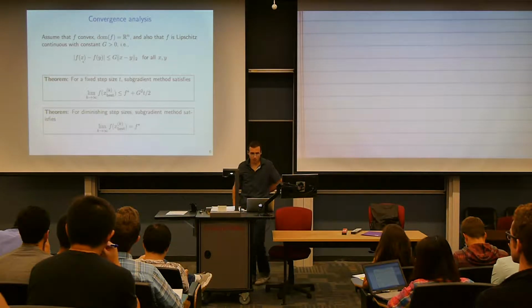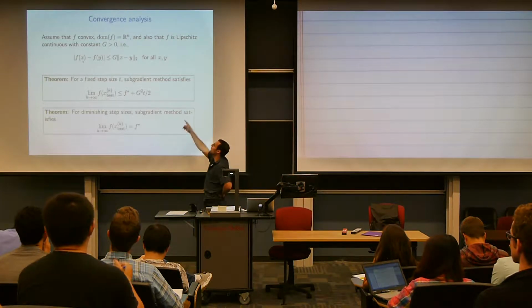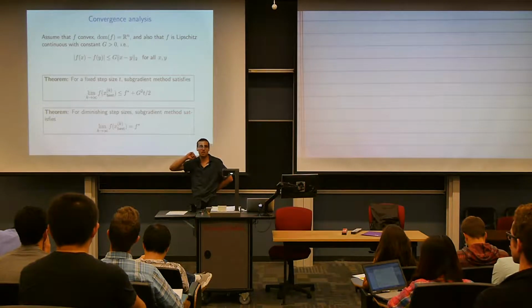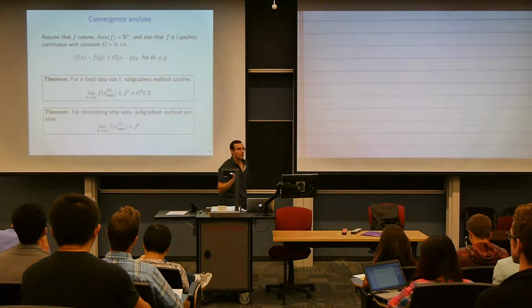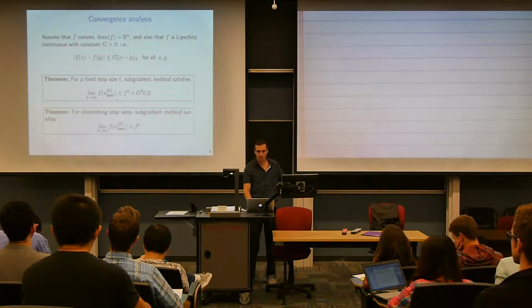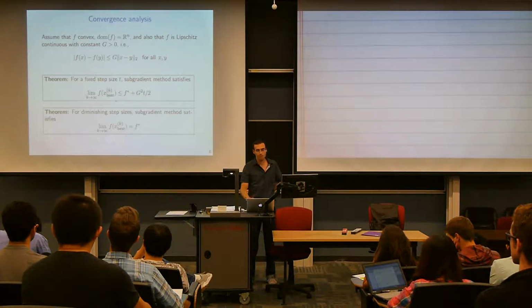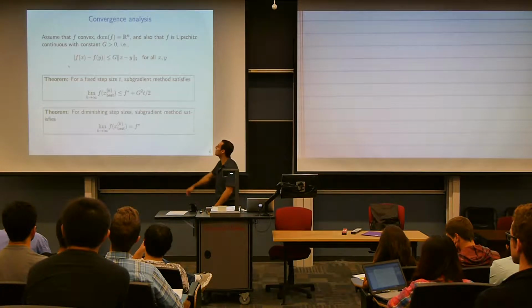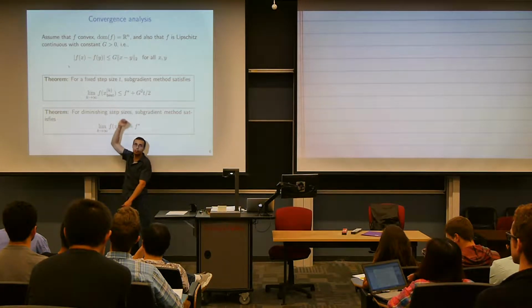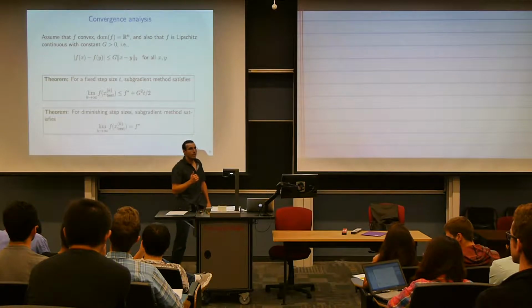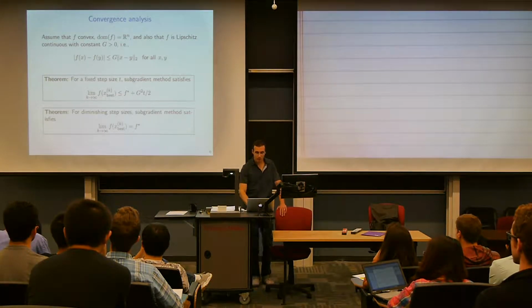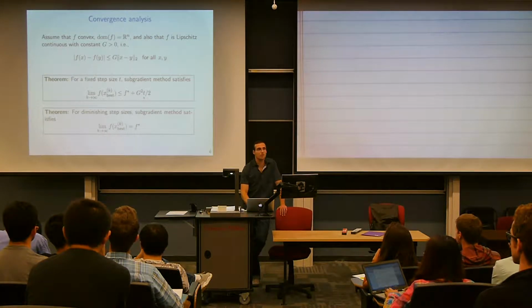Then with this condition, we have a couple of theorems. The first is that if I choose a fixed step size t, and I run the subgradient method, and I keep track of the best iterate after k steps, then as I let this subgradient method run longer and longer, and I look at the limiting criterion value that I achieve, then I'm going to be suboptimal by an amount g squared times t over 2.